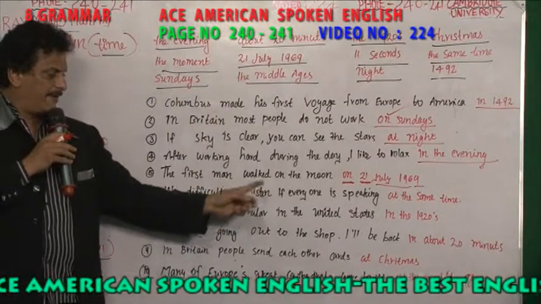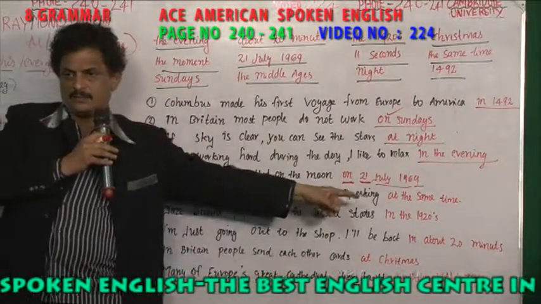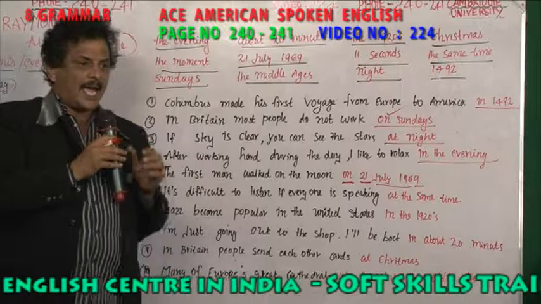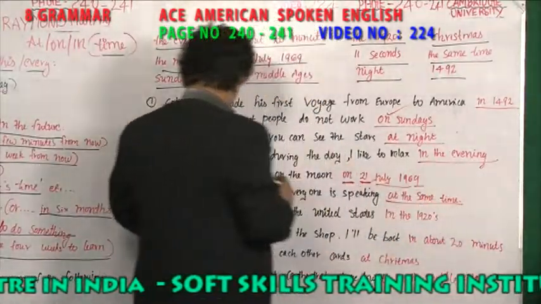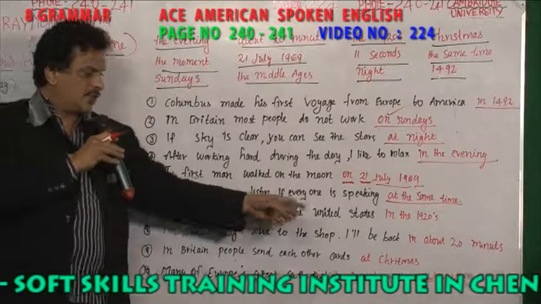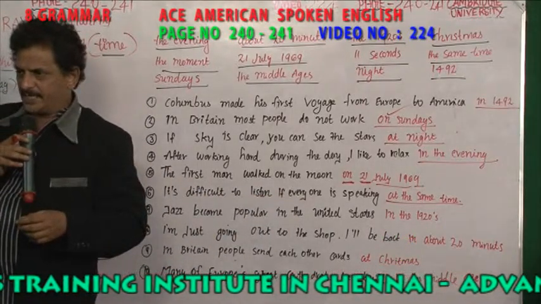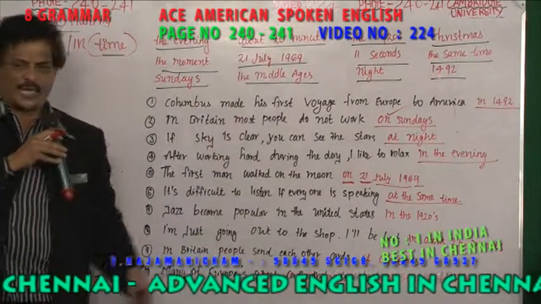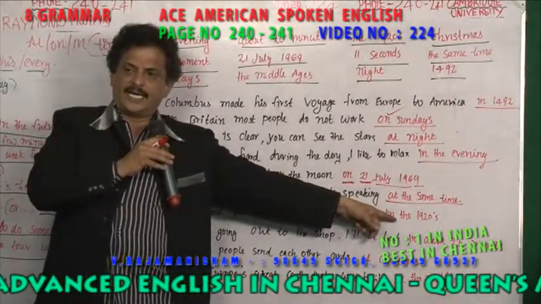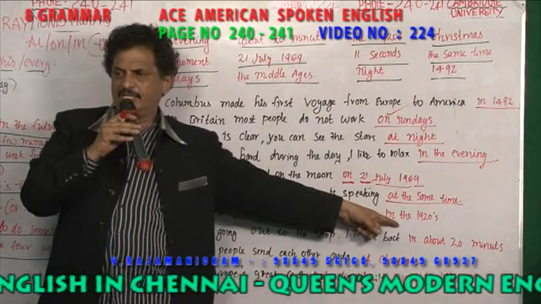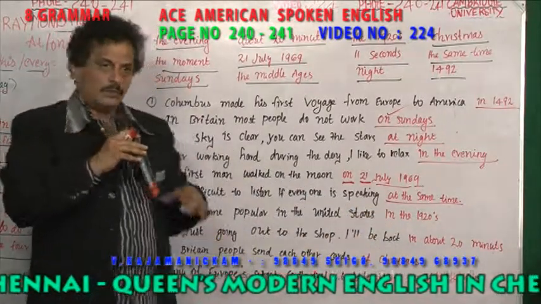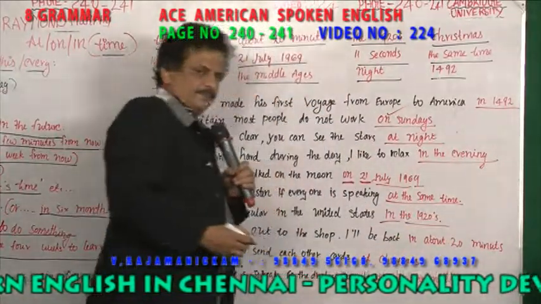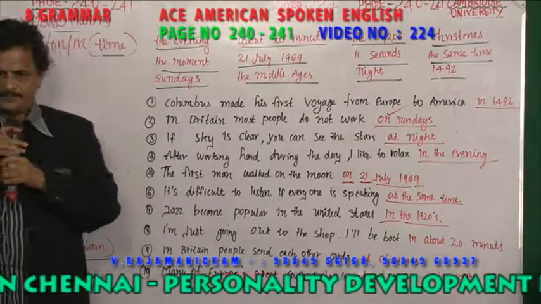It's difficult to listen if everyone is speaking at the same time, in the same time, on the same time, or at the same time. At the same time. Now, jazz became popular in the United States. What do you mean by jazz? Anybody? It's a musical instrument, right? Jazz became popular in the United States at the 1920s or on the 1920s or in the 1920s. Why? The 1920s is a longer period, isn't it? Like the Middle Ages, in summer, in winter.